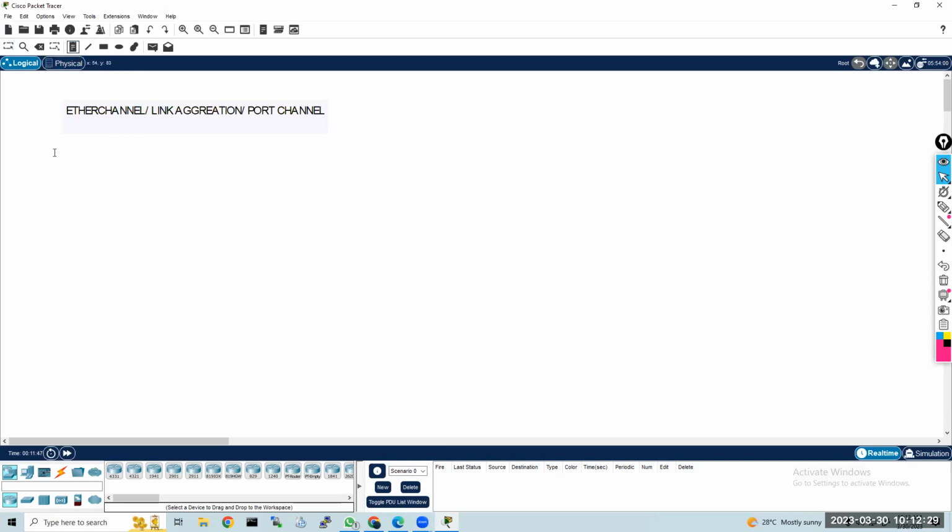So what is Ether channel? It's also called a port channel. It means combining multiple physical links into one logical bundle, one logical link. So what is the advantage here? If you do this, it increases bandwidth.